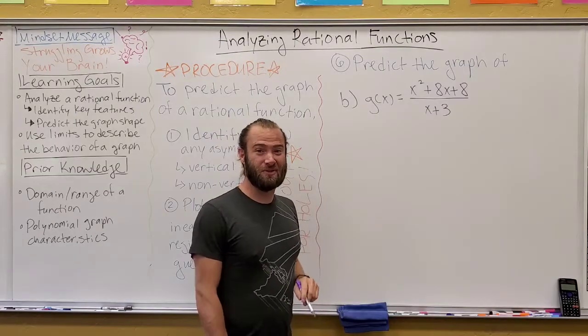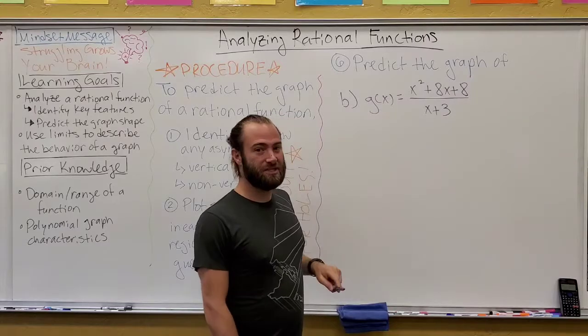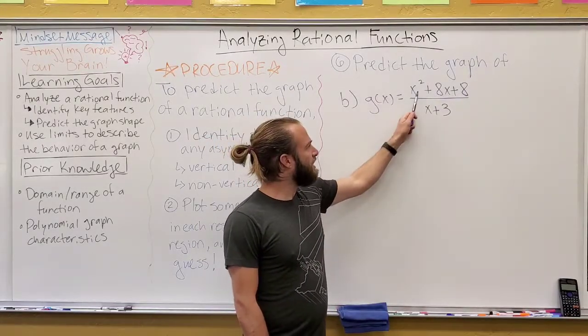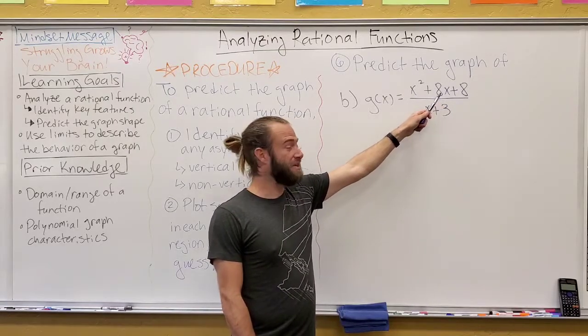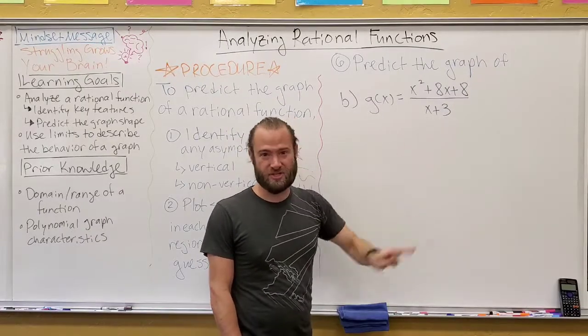All right, so here's one for you to try yourself. g of x equals x squared plus 8x plus 8 over x plus 3. Now, I'll just let you know right off the bat, this x squared plus 8x plus 8 doesn't even really factor, I don't think, at all, but especially it does not have an x plus 3 as a factor, so there are no holes in this one.